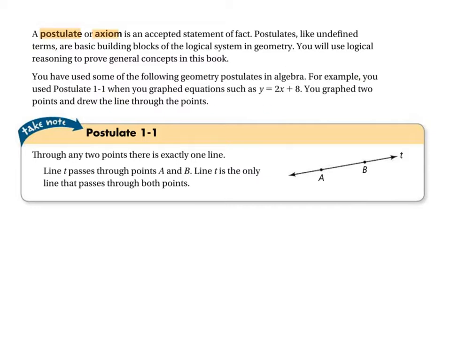So when you were graphing this, if you had 2 points, you knew you were going to get the line, right, because there's only exactly one line through it. Line T, otherwise known as line AB or line BA, okay? Line T passes through points A and B. Line T is the only line that passes through both points. Now I can name it different ways. I can name it line AB or line BA, but it's the same line.